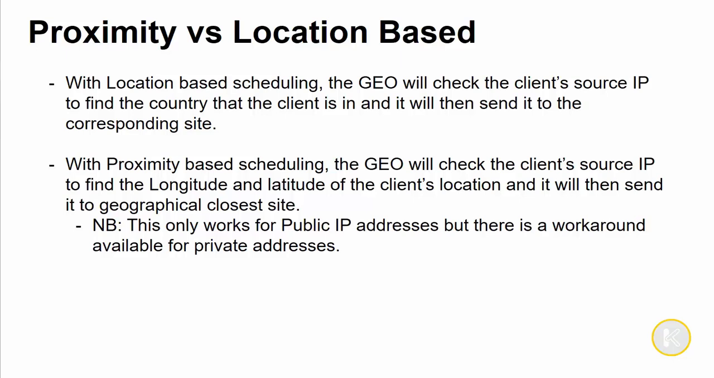Looking at proximity and location-based scheduling, location-based will check the client's source IP and find the country that the client is connecting from. Geo will provide an IP address of the corresponding site. Proximity-based scheduling will check the client's source IP address and find the longitude and latitude of the client, and will send the client to the closest geographic site.